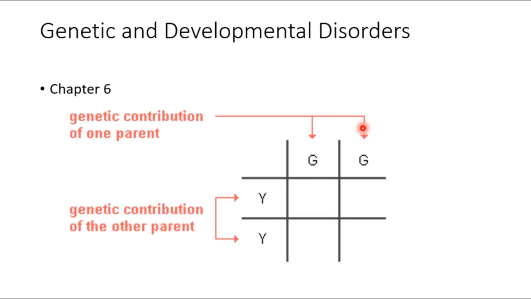What's the genotype? What's the vocab word for the genotype of that kid? Heterozygous. What was my genotype? Homozygous recessive. Excellent. And what was my partner's genotype? Homozygous dominant. Excellent. Good clarifying for yourselves.